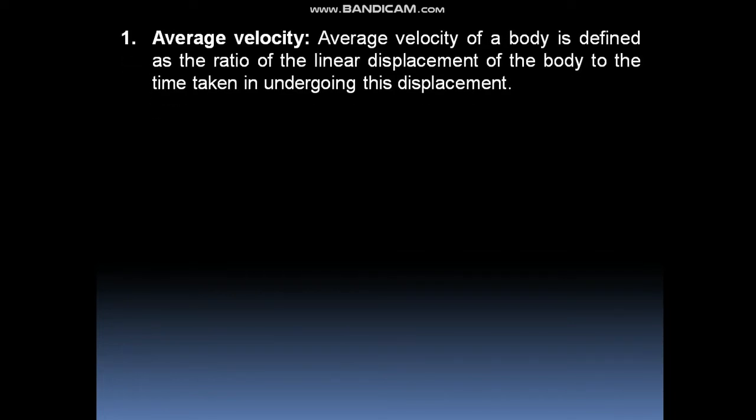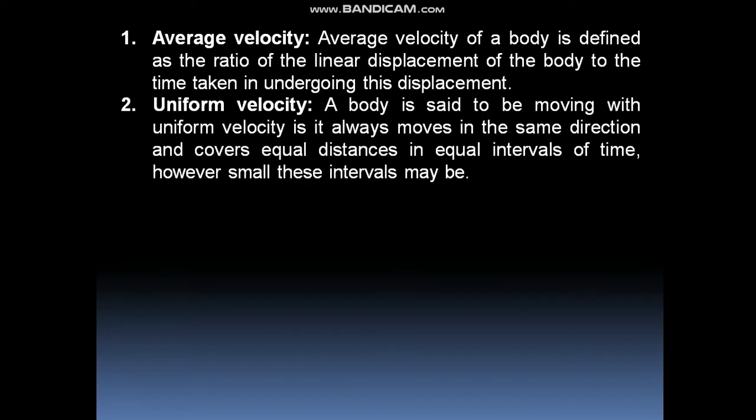Now, when you talk of different kinds of velocity, we have average velocity. Average velocity is defined as the ratio of the linear displacement of the body to the time taken in undergoing this displacement, or in short you can say total displacement upon total time. Then you come to uniform velocity.